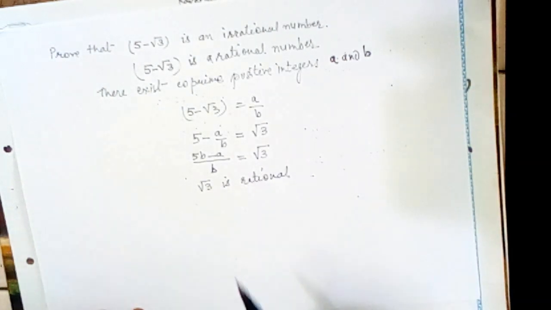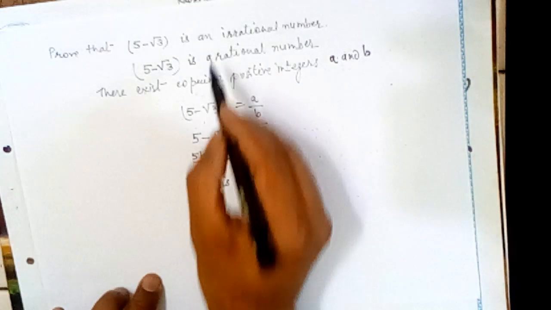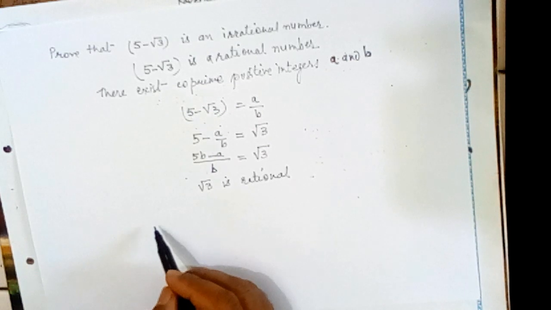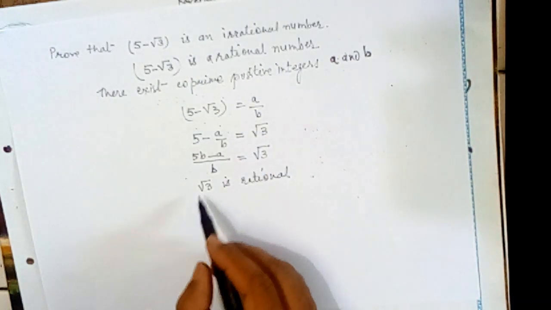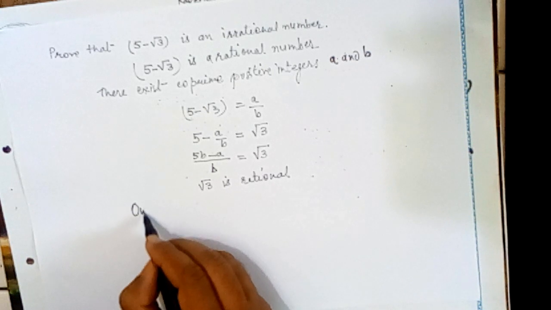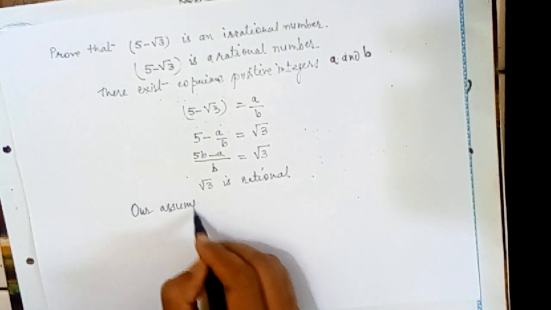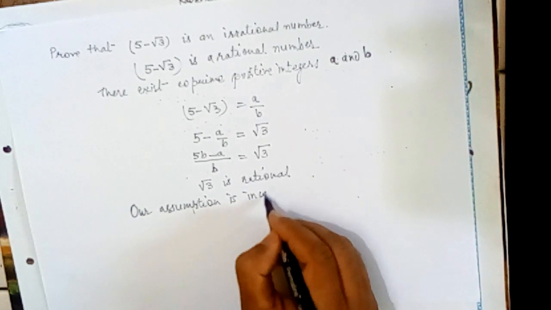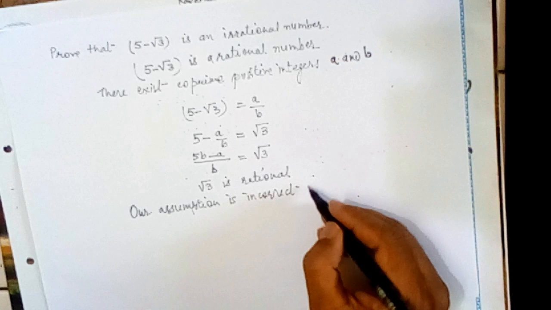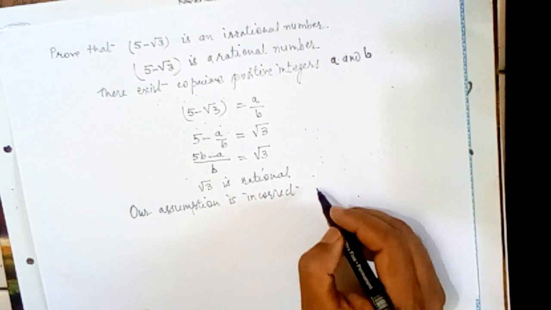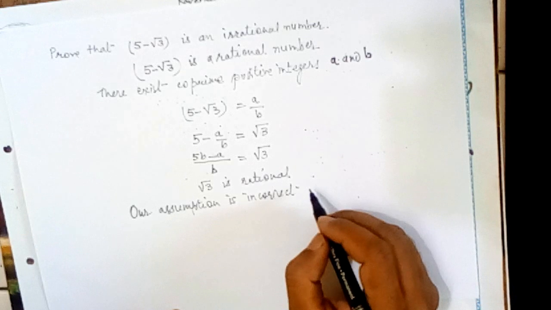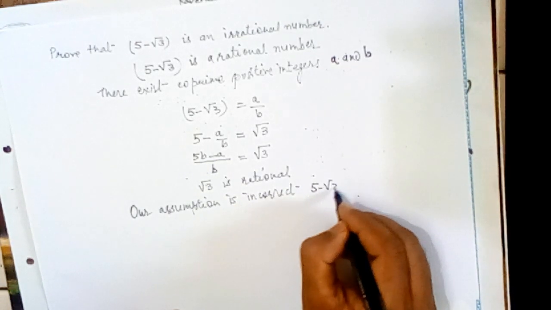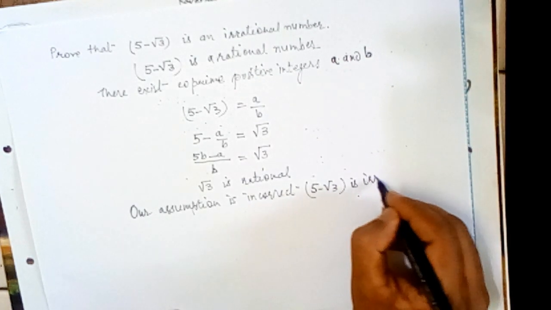Our assumption contradicts this. What is the contradiction? That it is a rational number. So our assumption is incorrect. Therefore, 5 minus root 3 is an irrational number.